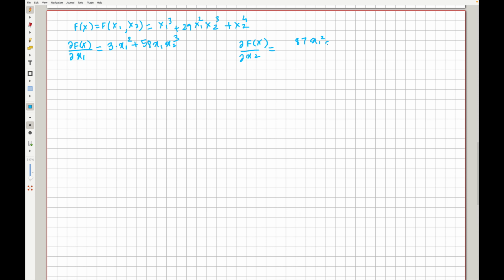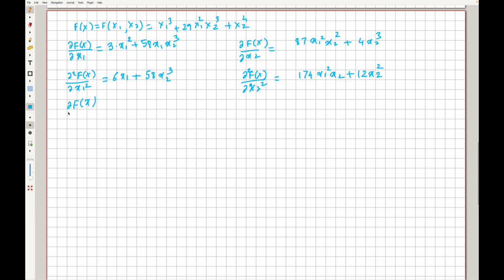87 x1 squared x2 squared plus 4 x2 cubed, and then if we take the double derivative here, we differentiate with x1 two times, and so for that we get 6x1 plus 58 x2 cubed. Then for the second derivative with respect to x2 squared, this gets us a value of 174 x1 squared x2 plus 12 x2 squared.